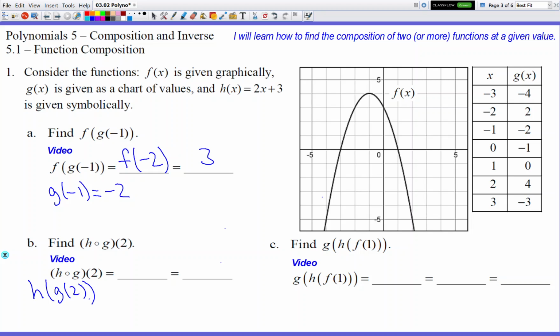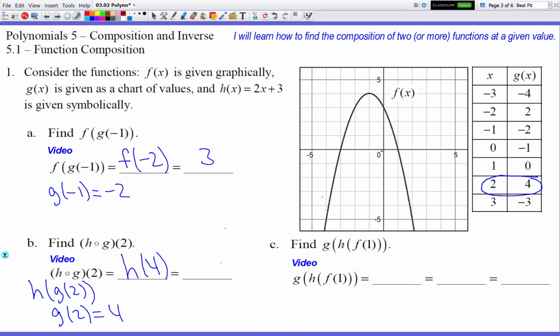Okay, so let's figure out what g of 2 is first. So g of 2, I'm going to look for my table, and I'm going to look for an x value of 2, and I'm going to see what its corresponding y value is. So it's going to be a 4. So when I rewrite this notation, I'm going to write h of 4, because g of 2 got replaced with 4.